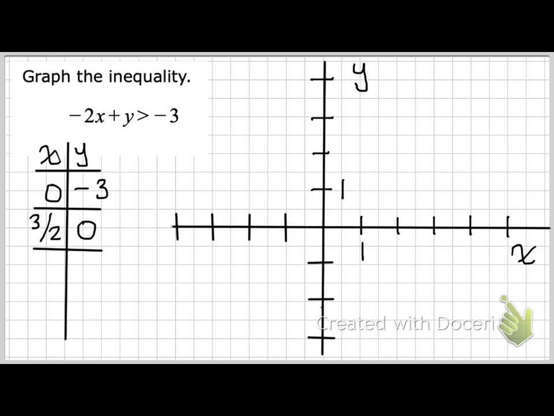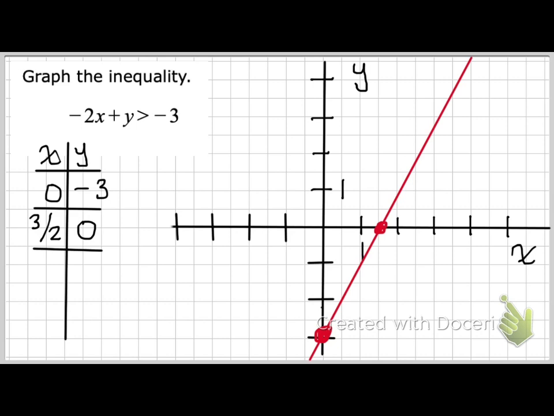And then I want to graph those 2 points, 0, -3, there, and 3/2, 0, that's 1.5, there. And I will draw that line, and that's the edge of my solution.